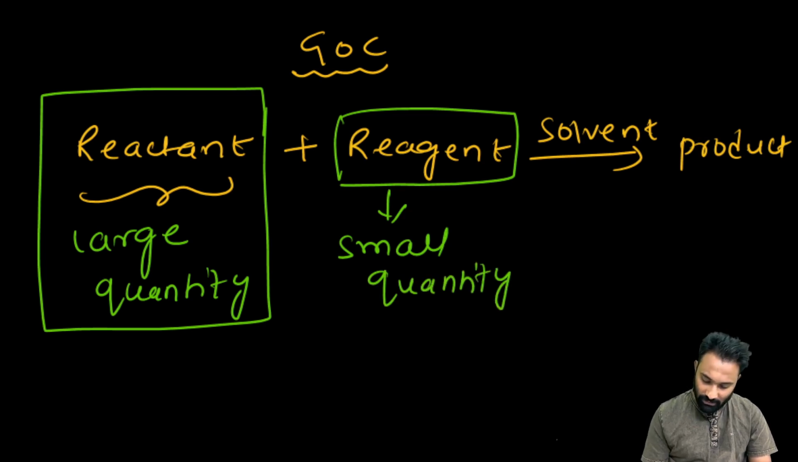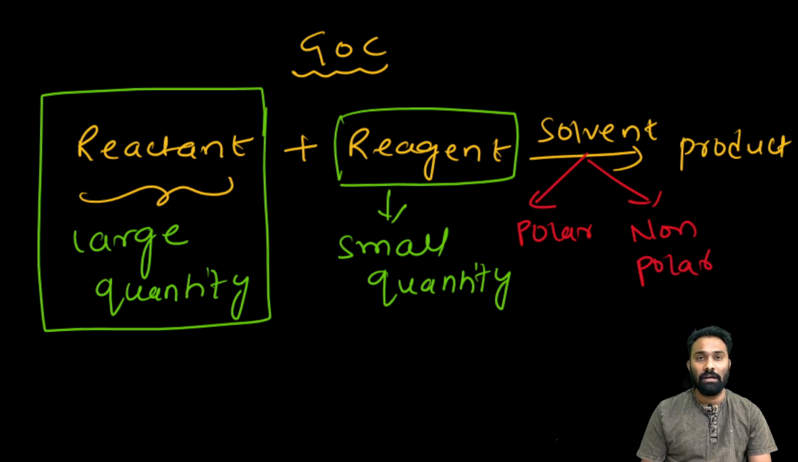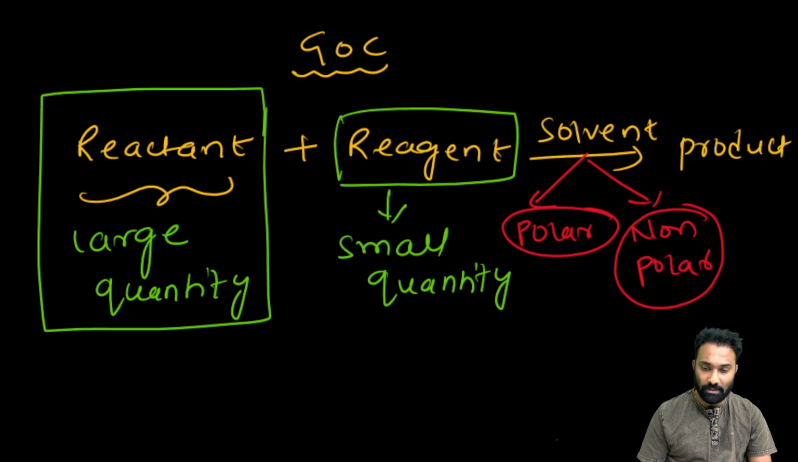Here we are going to take two types of solvent. One is polar and one is non-polar. Clear? What is polar and what is non-polar? I already explained very clearly the meaning of polar and non-polar. In the upcoming lectures, we are going to study in more detail which are the polar solvents and which are the non-polar solvents.